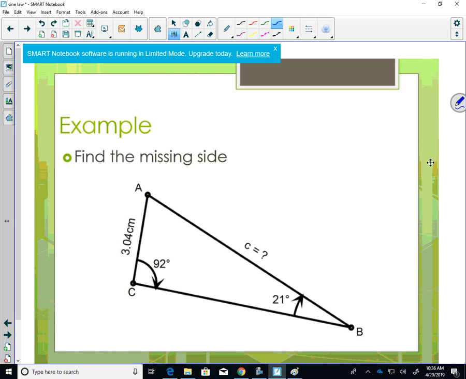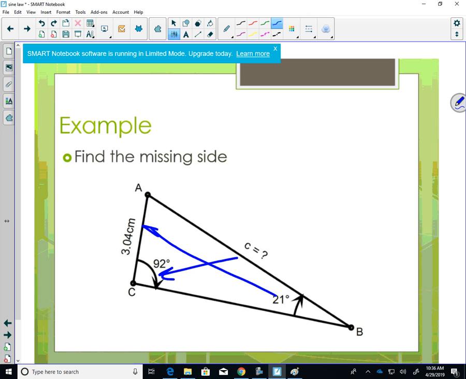Find the missing side. Which one's missing here? C. Do we know angle C? Actually, yes, 92. We do. Those guys go together. Do we have another pair, another angle-side pair? Yeah, B. Okay. So we're looking for C.